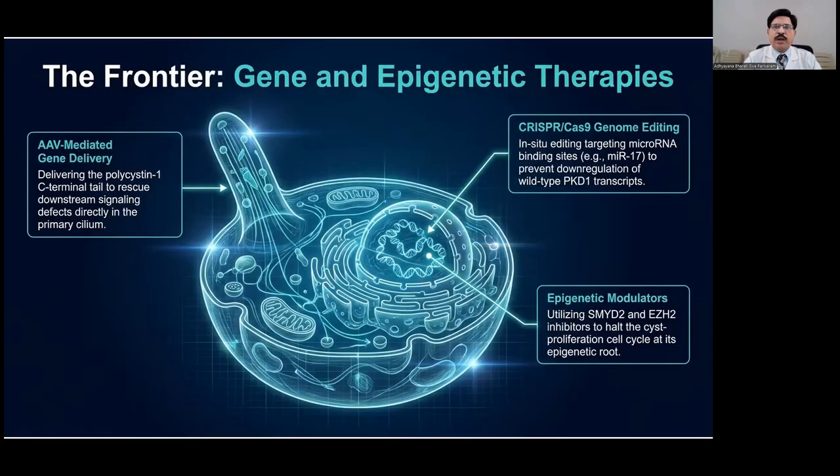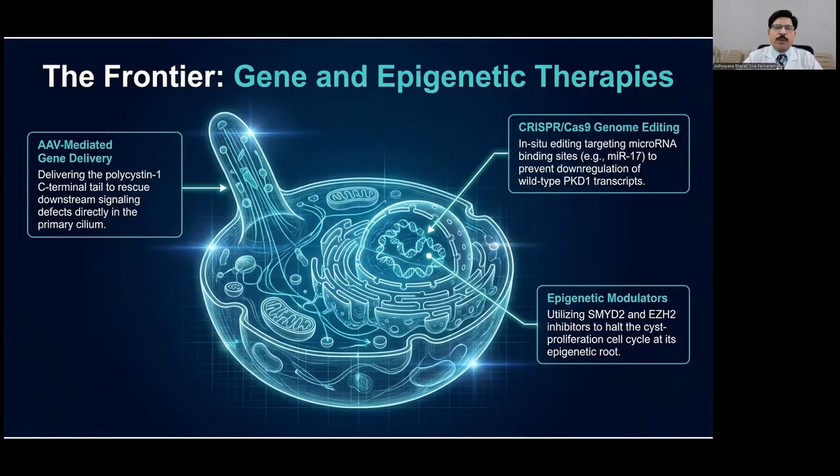Now, gene and epigenetic therapy. Is there any gene therapy available? In the frontier, in the future, AAV-mediated gene delivery, that is, delivering the polycystin-1 C-terminal tail to rescue the downstream signaling defects directly in the primary cilium. That means, what is the problem?